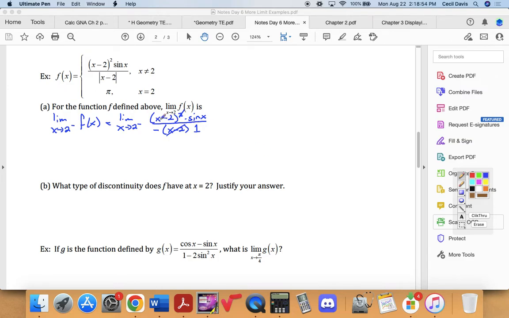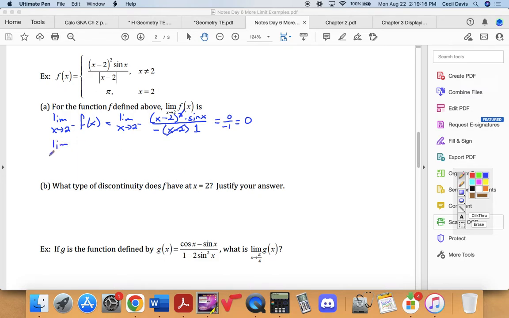So now I substitute in the 2. I've got 2 minus 2 is 0 times the sine of 2. I don't know what the sine of 2 is, but 0 times whatever it is still 0. And the denominator is negative 1. And 0 over negative 1 is 0. It's like, don't everybody jump at once.